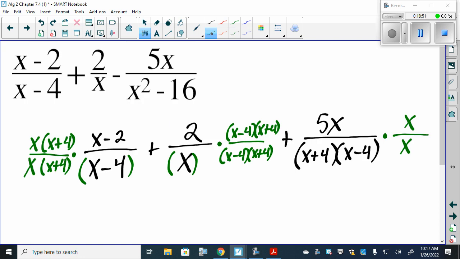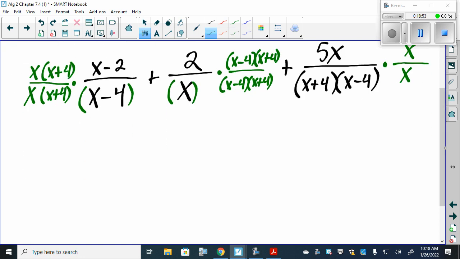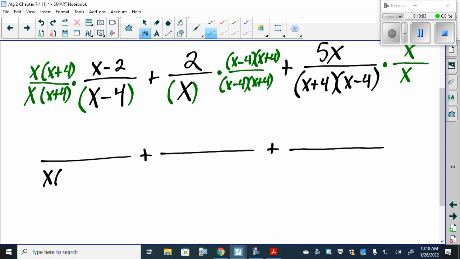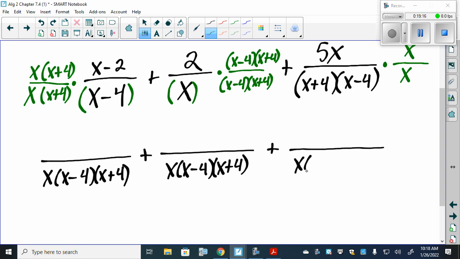Yep. I had a feeling I was going to do that. So denominators across all these, x times x minus 4 times x plus 4.